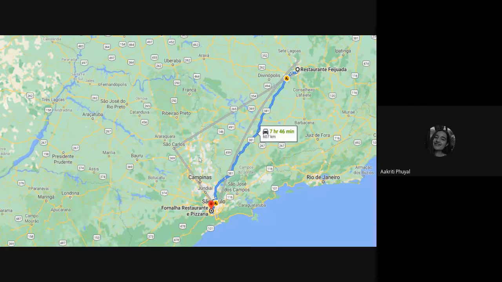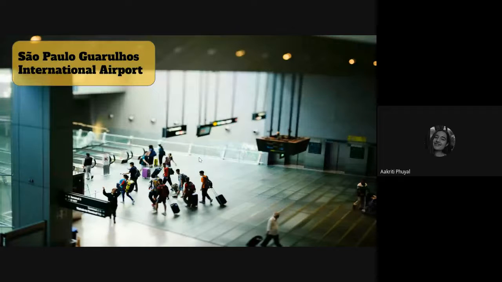As Nishul has already talked about where we went to have our lunch, after the lunch we went to the famous iconic buildings of Sao Paulo, and then we took off for our beautiful destination, the restaurant. To reach there, it took about 7 hours and 46 minutes. Next slide, please. We landed at Sao Paulo Guarulhos International Airport, and after traveling nonstop for nearly 8 hours, we were starving like crazy.